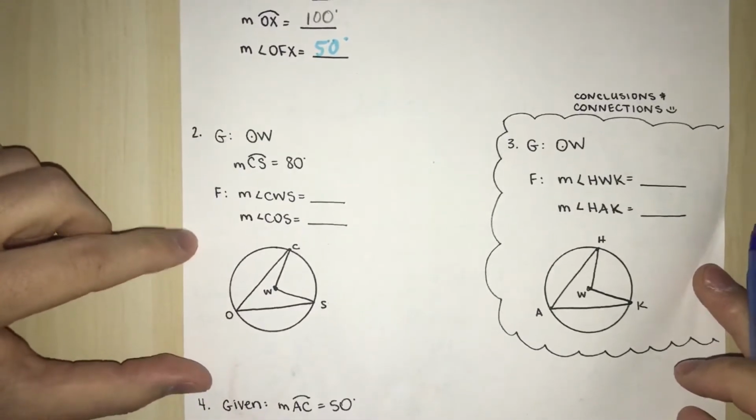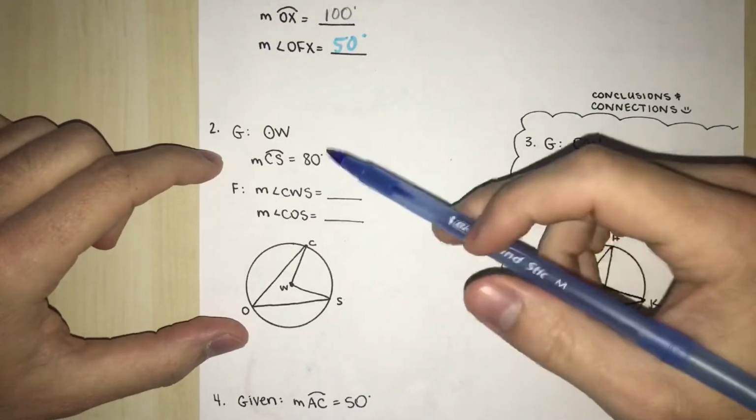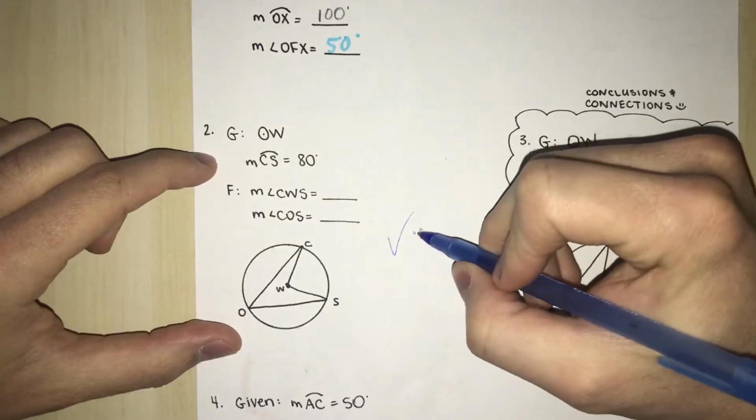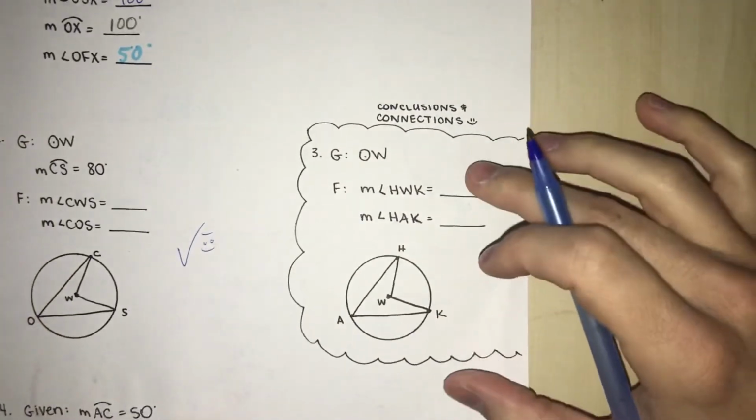Oh, nice and easy. You guys could totally do this one. You guys are rock stars. They're giving me the arc. You guys got that. Boom, boom, boom. I trust you. Okay, you got that. Over here, don't worry too much about it.